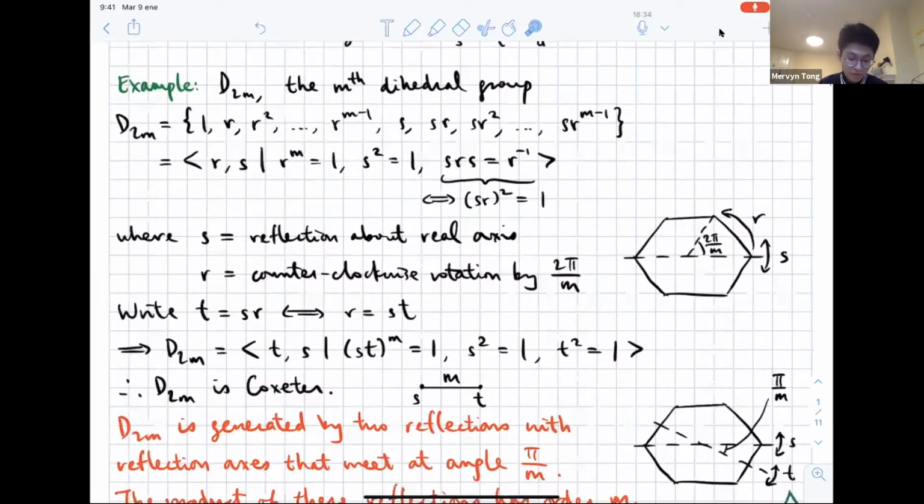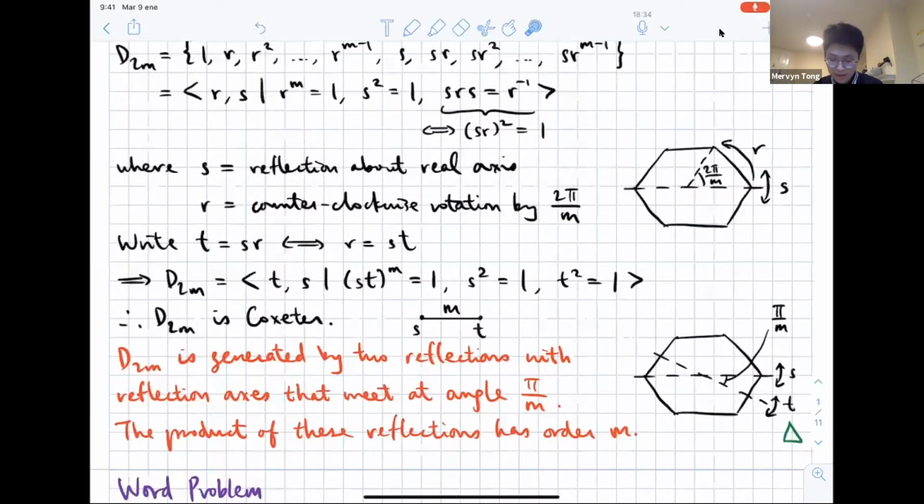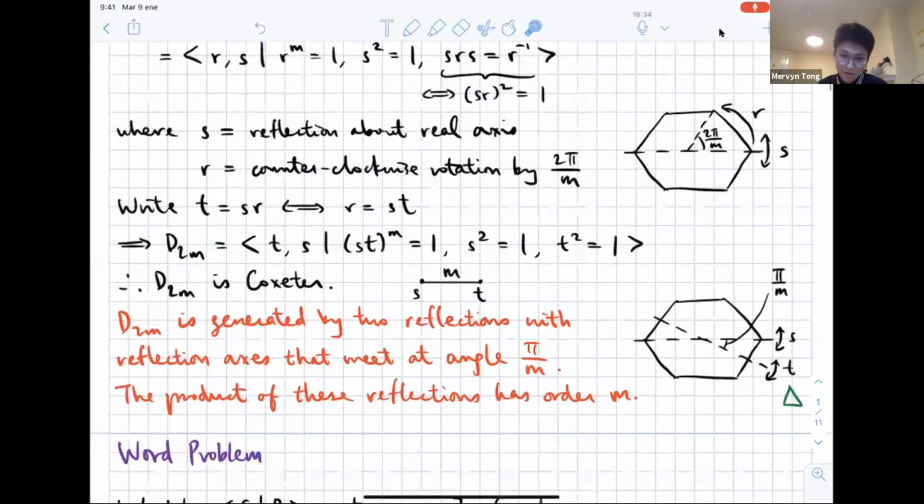But if we write T to be SR, then what we find is that these relations become this on the bottom. And therefore, this is now Coxeter because the generators S and T are involutions and ST has order m. And the Coxeter diagram is this thing.